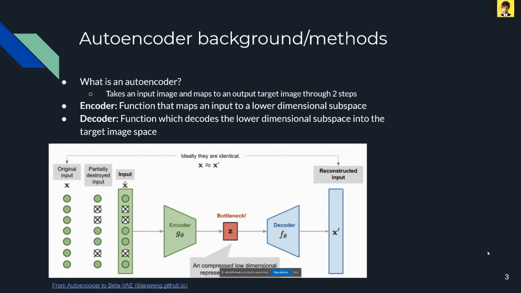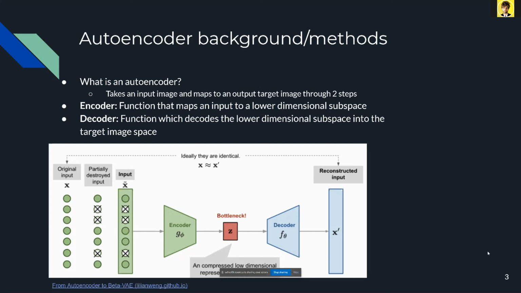The encoding step, which in this image is shown in green, is a function that will map an input, in our case MRI images with artifacts, to a lower dimensional subspace. The second step is a decoding procedure where the lower dimensional subspace will be decoded to a targeted image space. For us, this image space is going to be the MRI image without the artifact.